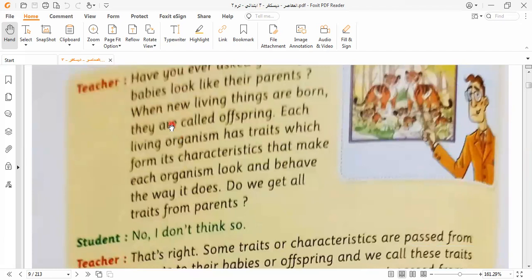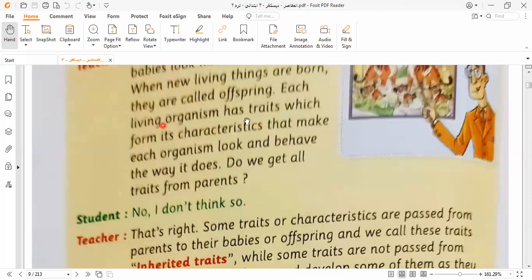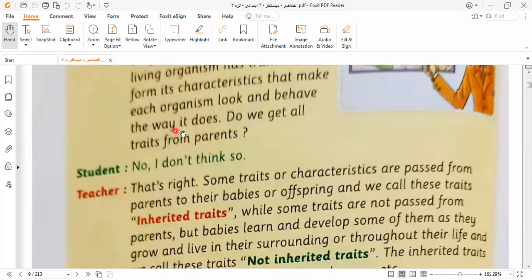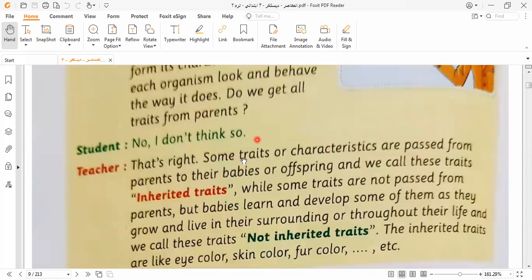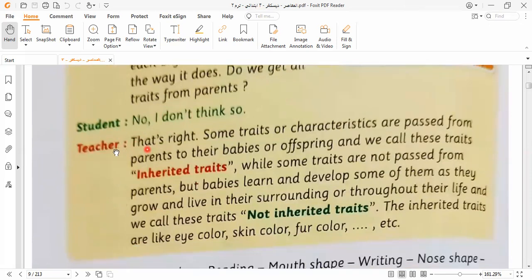Okay, let's continue the text. When new living organisms are born, they are called offspring. The new living thing is called an offspring. Each living organism has traits. Traits means characteristics, which make each organism look and behave the way it does. Do you get all traits from parents? No, I don't think so. Why, student? That is right.